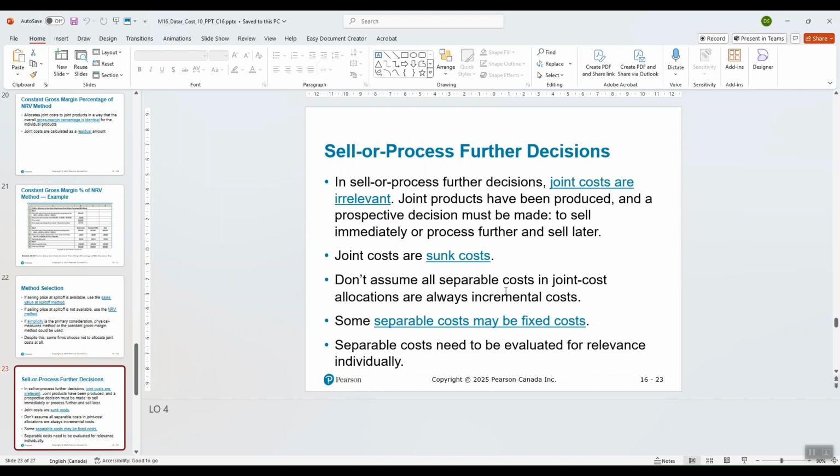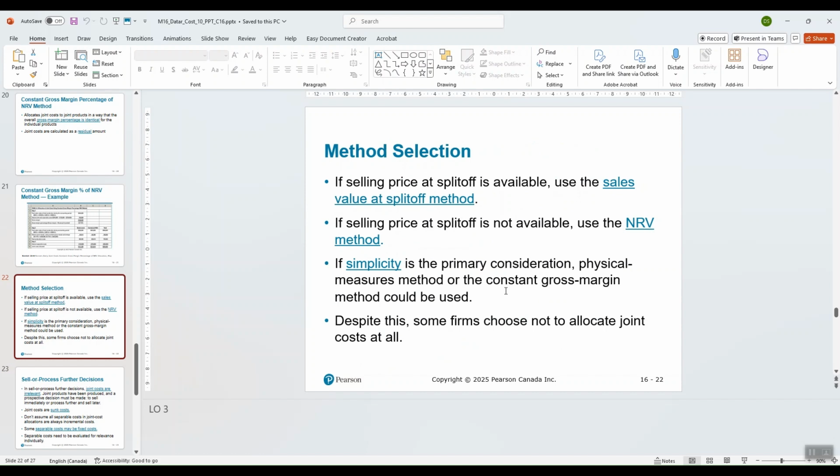But if you're using the other methods, the NRV or the gross revenue method, they are still applicable and still acceptable within the industry and also for reporting purposes. But I think it's a management preference of using those methods.